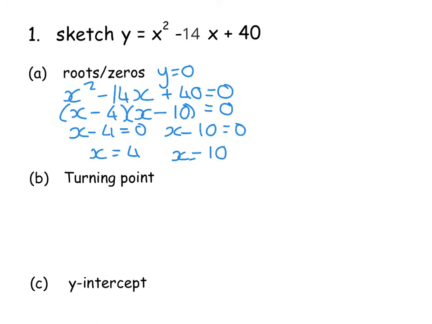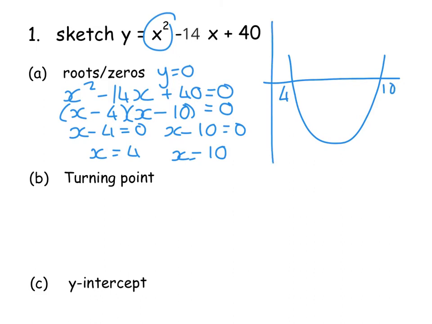So now I'm going to decide my shape. Because this is a positive x squared, I know I've got a smiley face graph, so I'm going to draw that first. Then I'm going to put in my roots, which were 4 and 10. So that was 4 and that was 10. My y-intercept is probably way over there. I'm just going to alter the shape of my graph a wee bit to make it a bit nicer. Okay, happy with what I've done? So I've drawn a smiley face graph and my roots are 4 and 10.